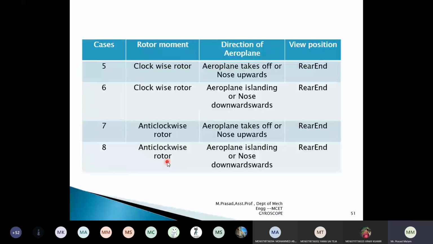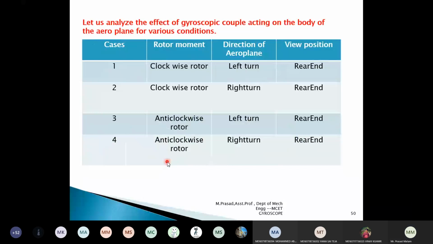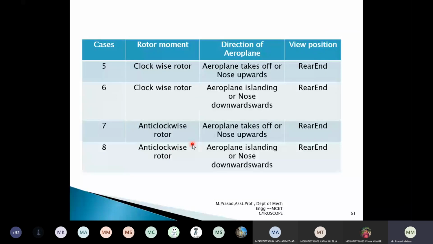Let me explain briefly. Clockwise rotor, 2 conditions are there: taking left turn and right turn, 1 and 2. Similarly, anti-clockwise rotor, 2 conditions: taking left turn and right turn. Now again, clockwise rotor, aeroplane is taking off or aeroplane is landing. Similarly, for anti-clockwise rotor, aeroplane is taking off or landing. These are the conditions we are having, 8 conditions. Let us solve these conditions one by one.